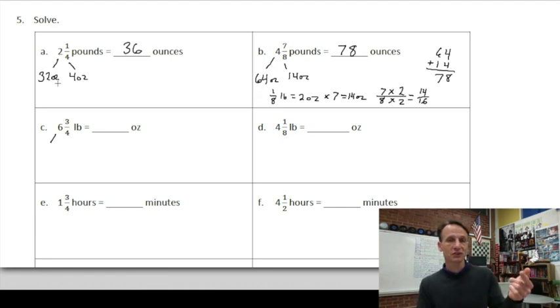64 plus 32. I bet you can even do that in your head. I'll write it out here just in case. 64 and 32. 4 and 2 are 6. 6 and 3 are 9. So 6 times 16 is 96. Doesn't that make it easier?